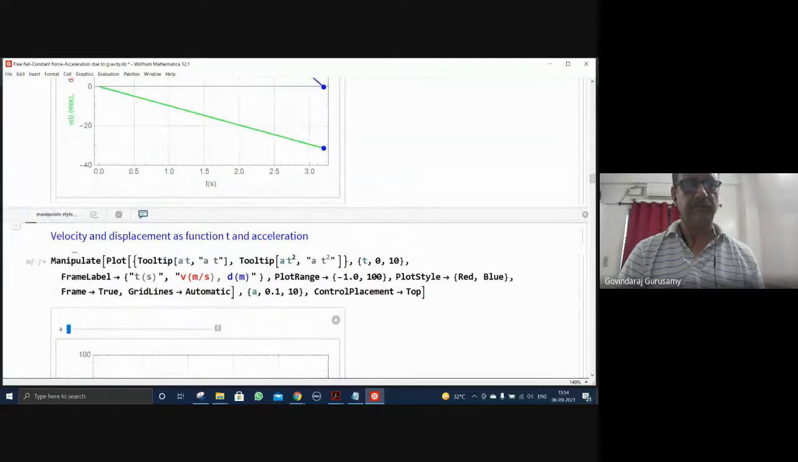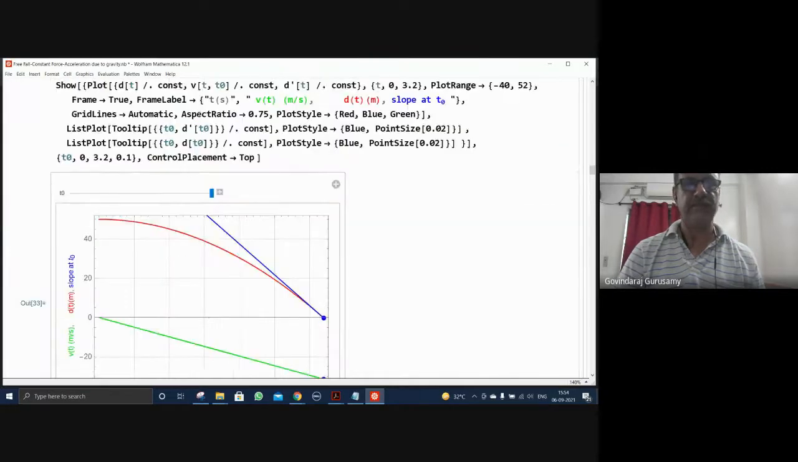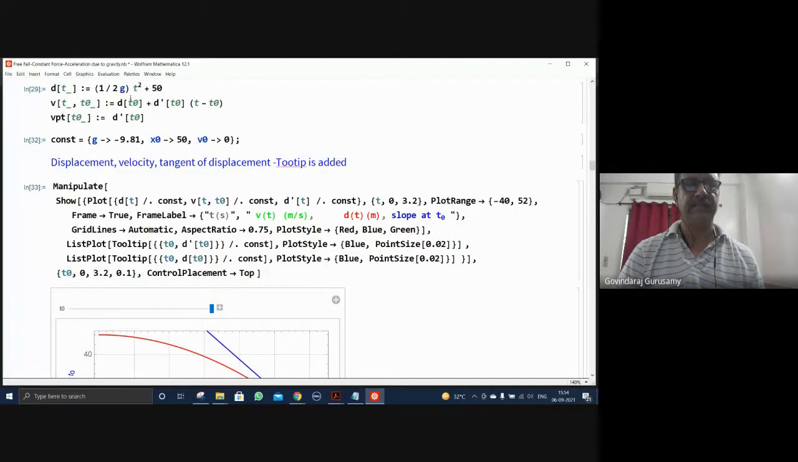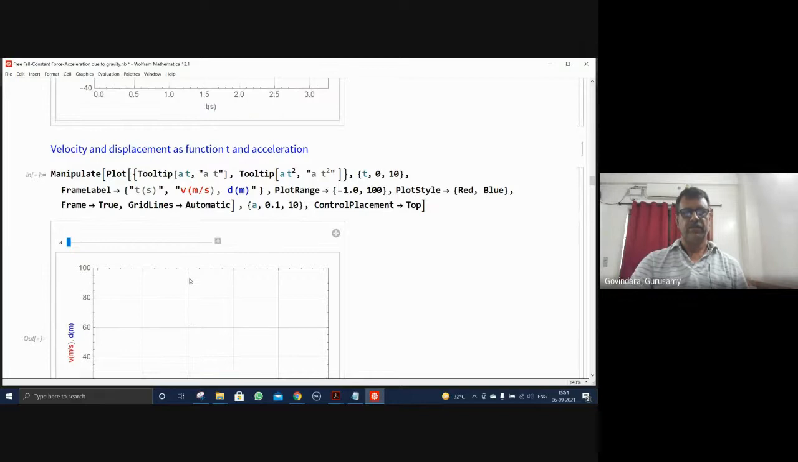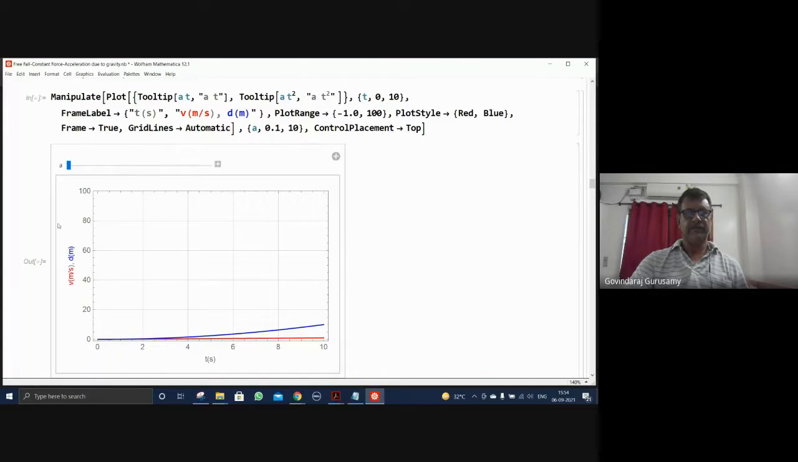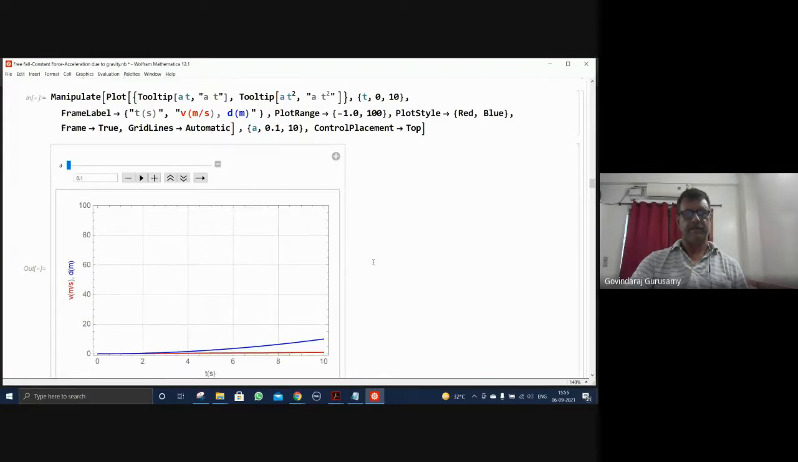Now look at the velocity and displacement as a function of time and acceleration. So far the acceleration is fixed by this magnitude. Suppose acceleration changes. You can see here. You look at the curve, what you have here. I have a velocity and a displacement in which acceleration changes. This is one particular value of acceleration, 0.1. Now, if I increase the acceleration, what happens to this curve? Look at this curve.